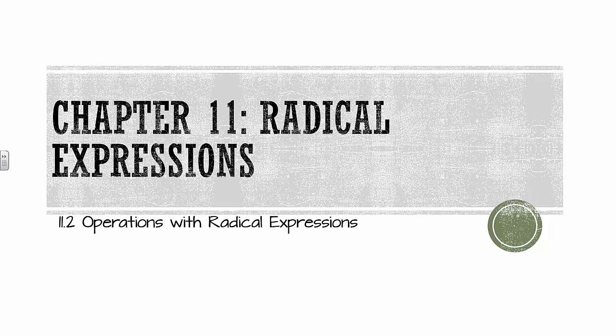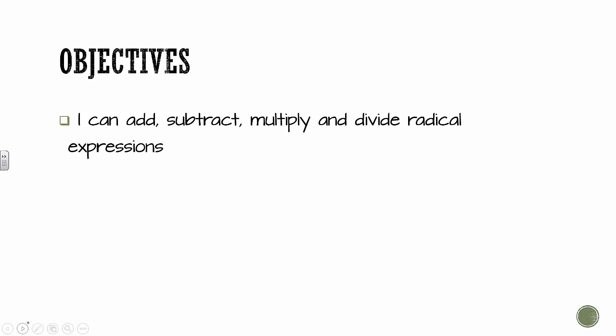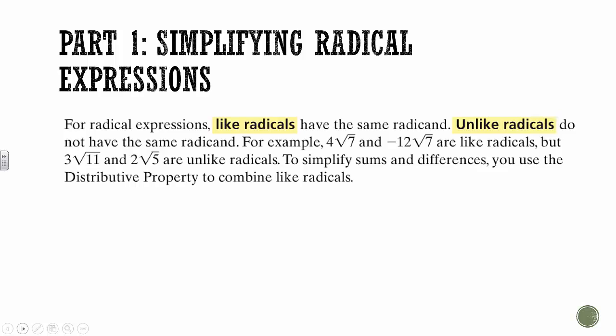So now that we know how to simplify rational expressions, we're going to do some operations with them, meaning you should be able to add, subtract, multiply, and divide them. For radical expressions, like radicals have the same radicand. Unlike radicals do not. So for example, 4 root 7 and negative 12 root 7 are like radicals because this is exactly the same. But something like 3 root 11 and 2 root 5 are unlike because they have different things underneath the square root.